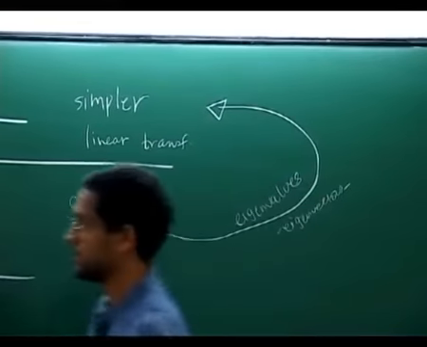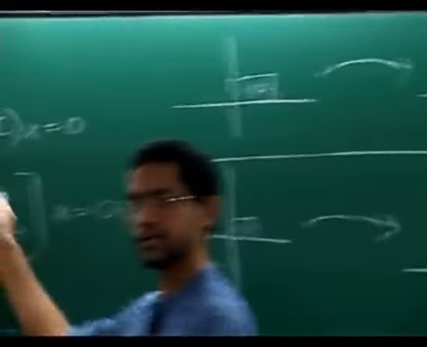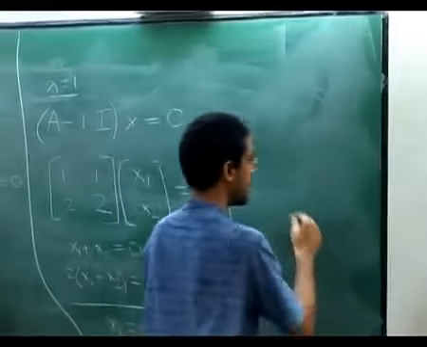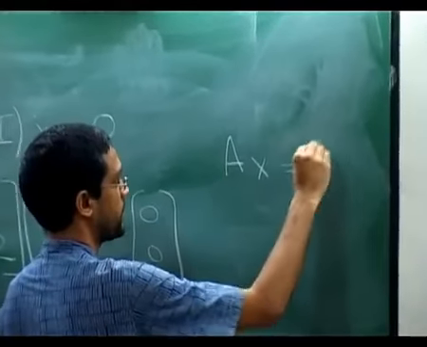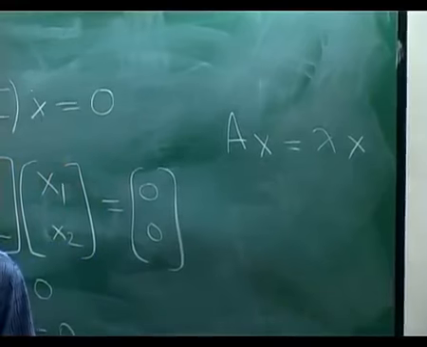Okay, and why is that? Because what is it that we are doing? We are finding two vectors, right? What does an eigenvector mean? Ax is lambda x. It is a vector x which under the matrix is getting mapped to some multiple of itself. Okay, so what does it mean?